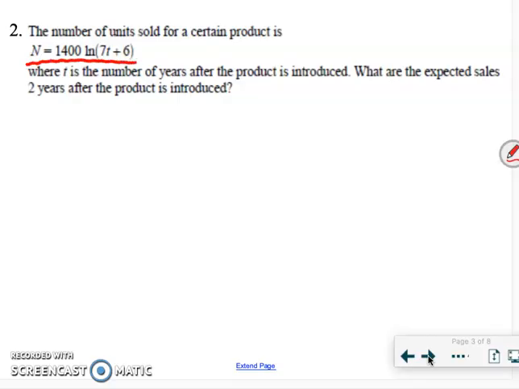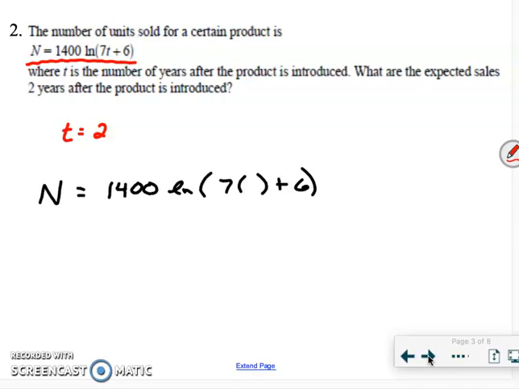We're given the model, N is equal to 1400 times the natural log of 7t plus 6, and it basically just comes right out and tells us that, yes, we should let t equal 2. So to rewrite my model, we'll say that N is equal to, we still have 1400 times the natural log of 7 times t plus 6. The only difference now is that instead of t, we know that t is equivalent to 2 if we're talking about 2 years. So to clean this up, N is equal to 1400 times the natural log, but inside the parentheses, we know that 7 times 2 is 14. 14 plus 6 is going to be 20.